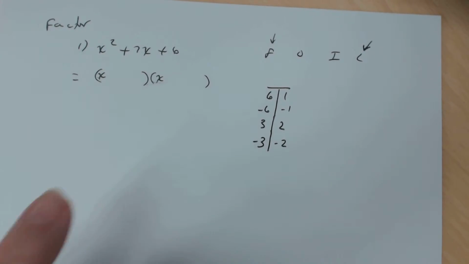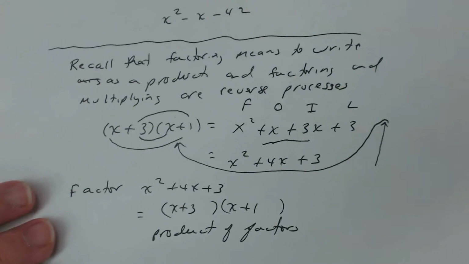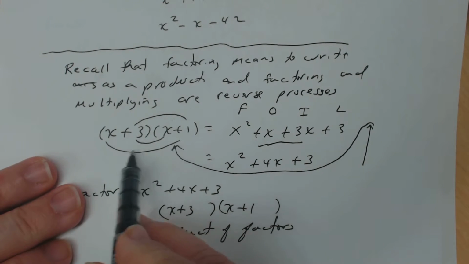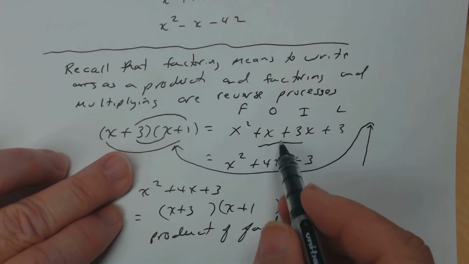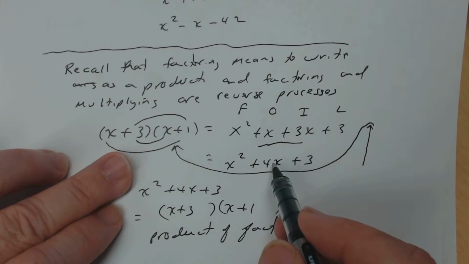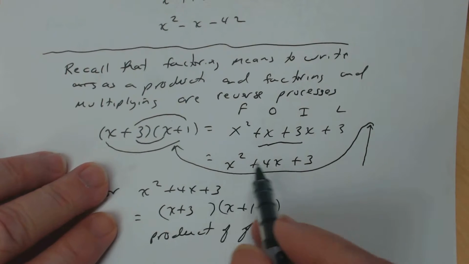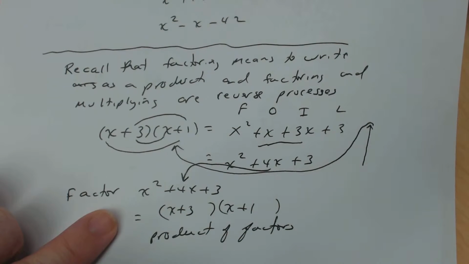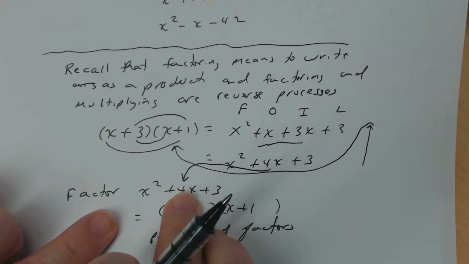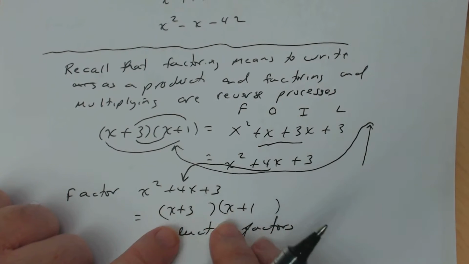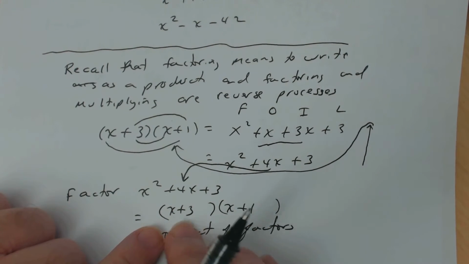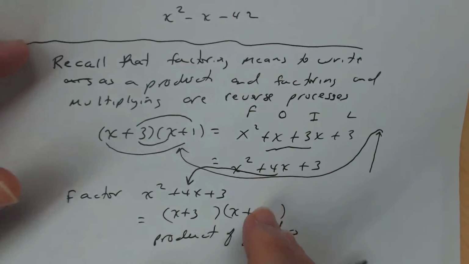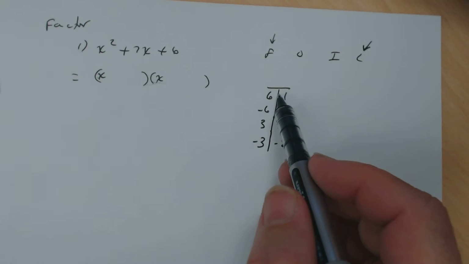Now let's think about this for a moment. Let's go back to this. Remember, the outer and the inner, when I add them up, gives me 4x. That was that middle term. So my middle term was a positive 4x. And the only way I can get that positive 4x is if the outer was a positive 1x and the inner was a positive 3x. So I want you to think about that with this.